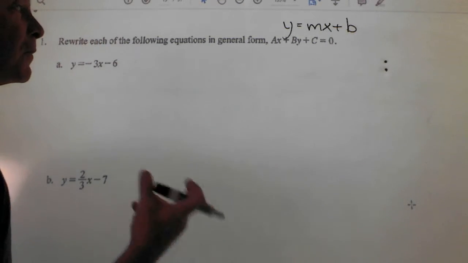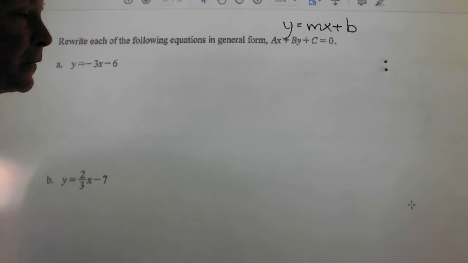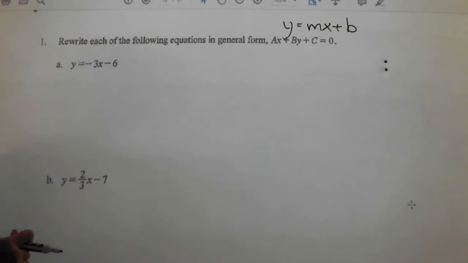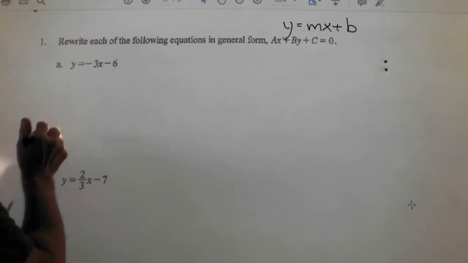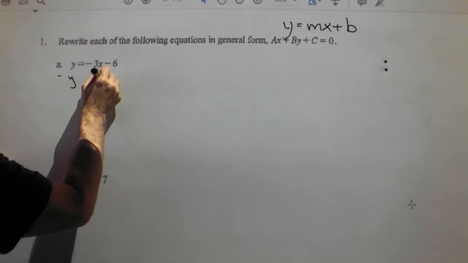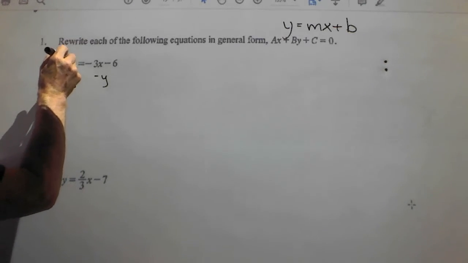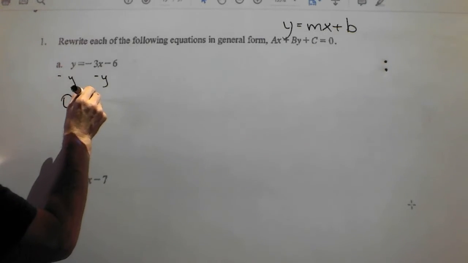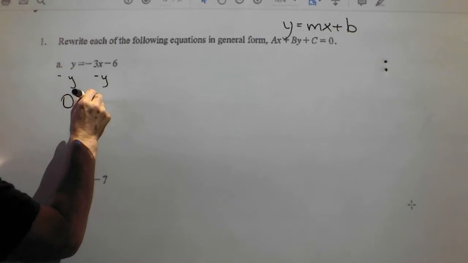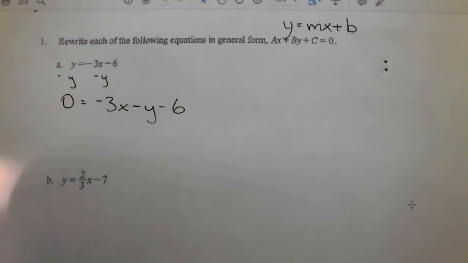So remember, the first step in rearranging these equations is to move everything to one side. Generally, when they're in slope-intercept form, it's easier to just move your y variable over, because all you need to do is subtract y from both sides. When we subtract y from this side, y minus y gives us 0. And then when we subtract y from this side, because there are no like terms to combine it with, our equation just becomes minus 3x minus y minus 6.